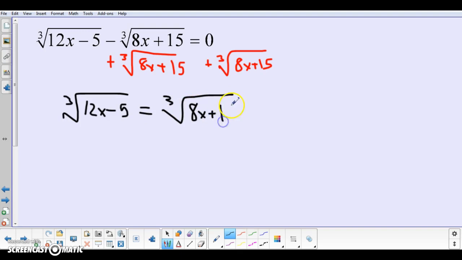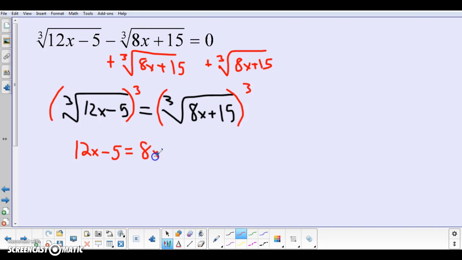Now that I have at least one radical isolated on one side of the equation, I will then get rid of that radical. So if it's the cube root, I'll undo that by cubing this side. And if I do that on one side, do the same to the other. Cube a cube root makes it go away, leaves it with just the inside, which is 12x minus 5. And the right side is conveniently also a cube root, which goes away when I cube it, leaves me with just the inside, which is 8x plus 15.